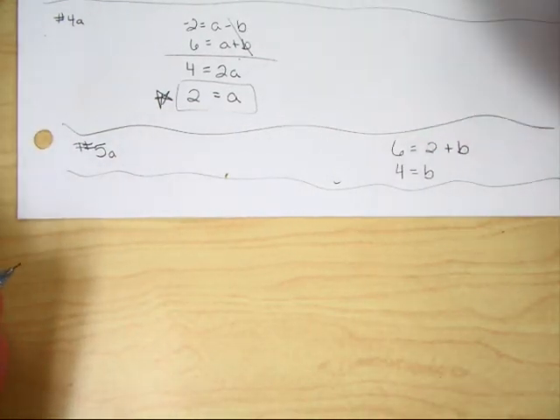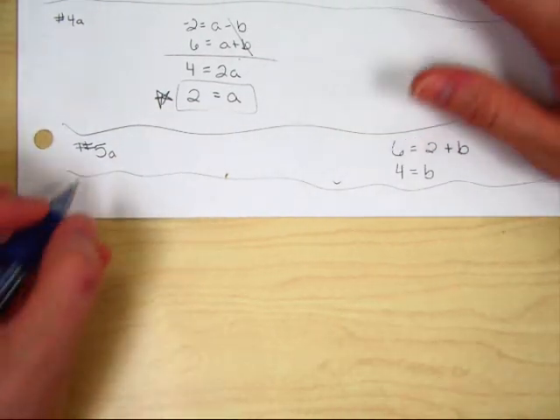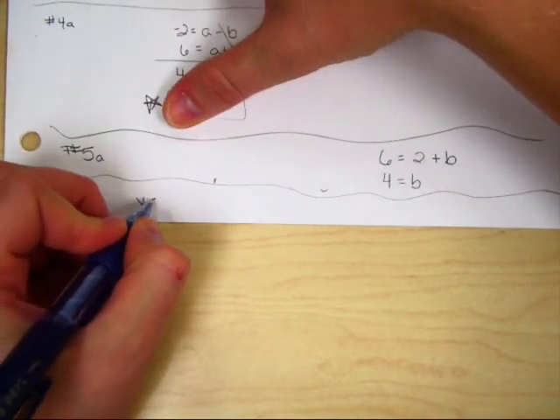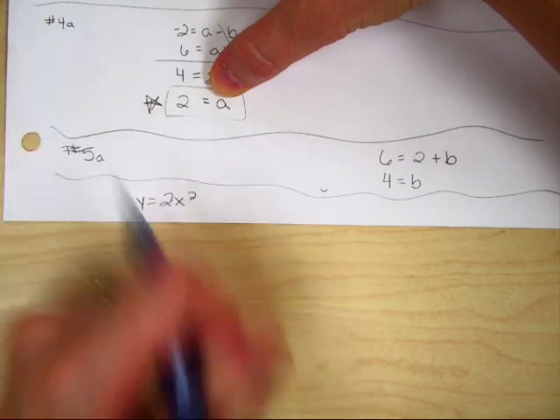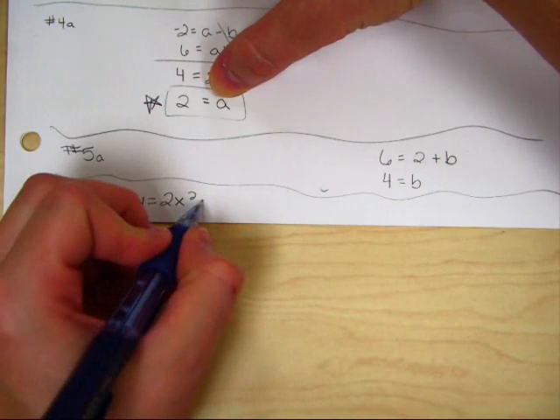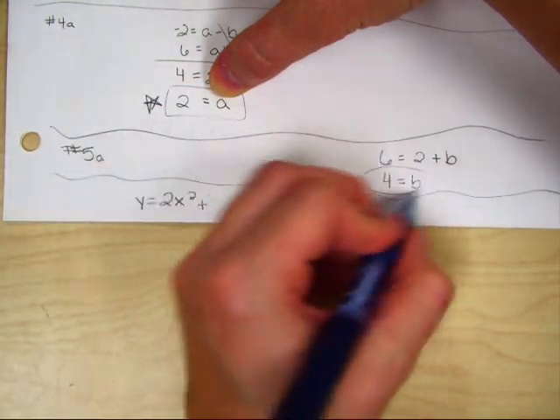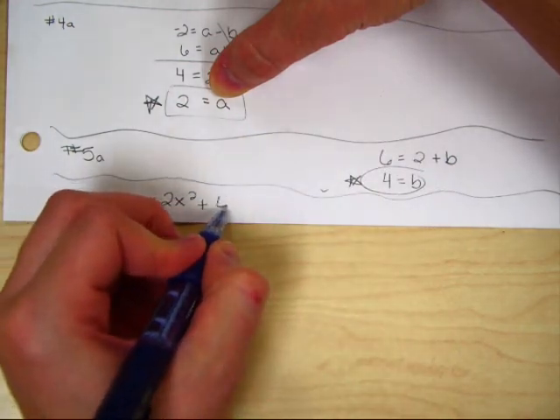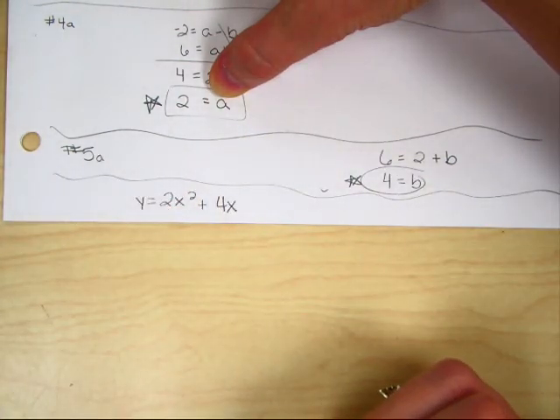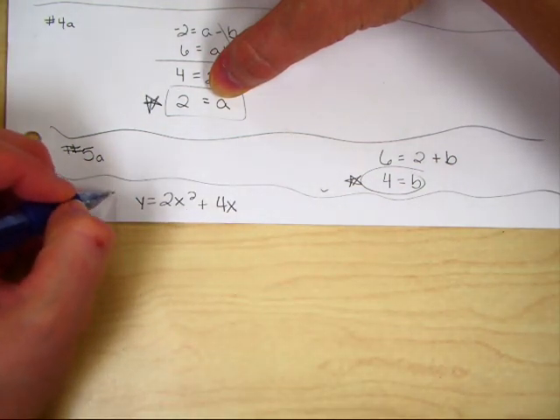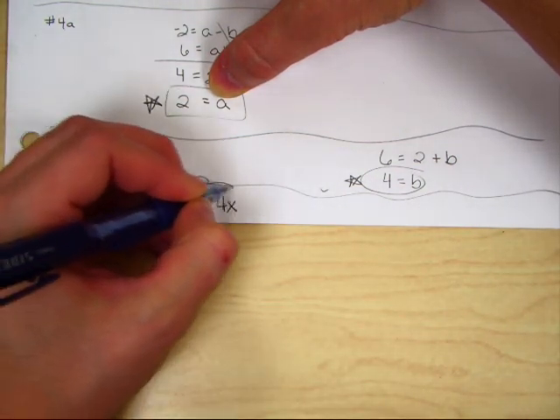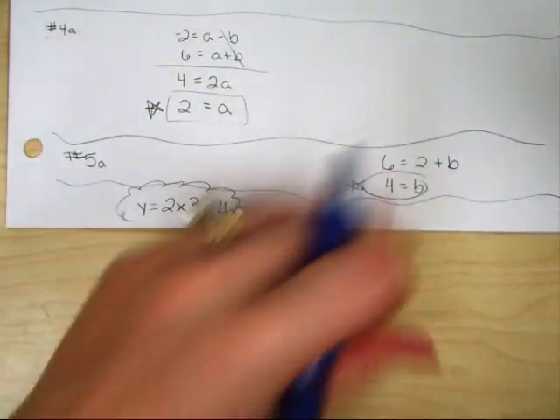And your final answer, you fill in a, b, and c. So y equals, instead of a, I found a was 2, 2x squared, plus bx. Well, instead of b, I found that b was 4. So 4x. Plus c, I found that c was 0, so I'm not even going to bother. This is the final answer in standard form.